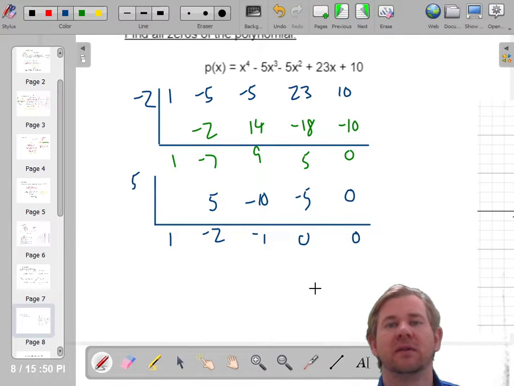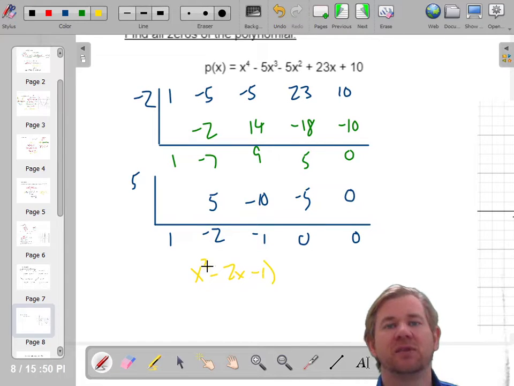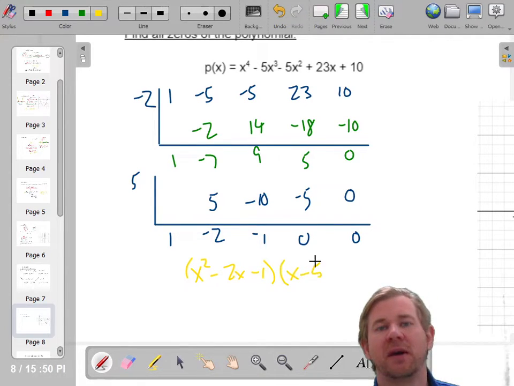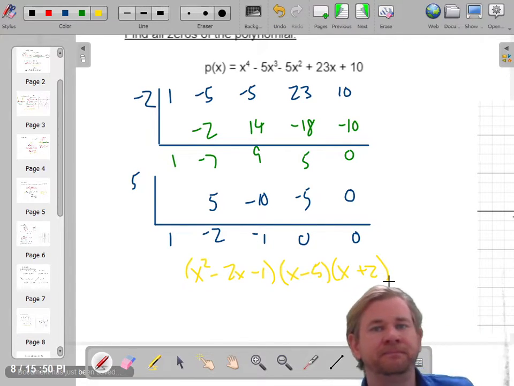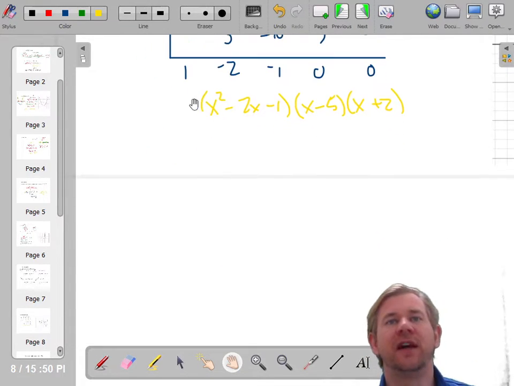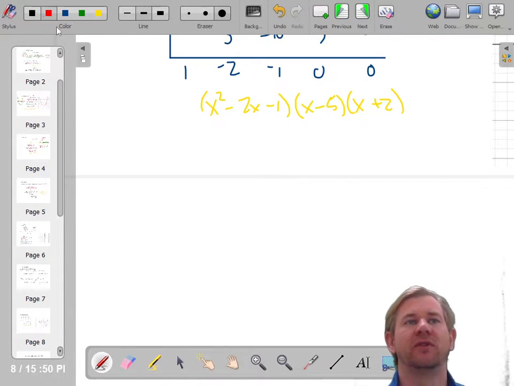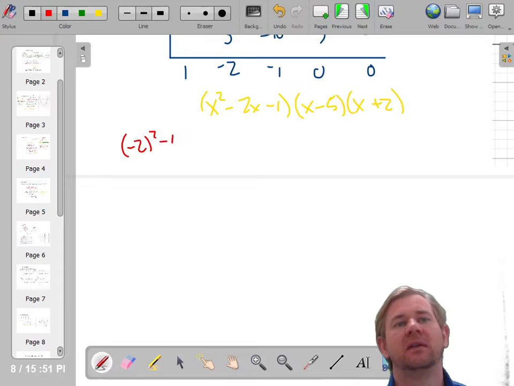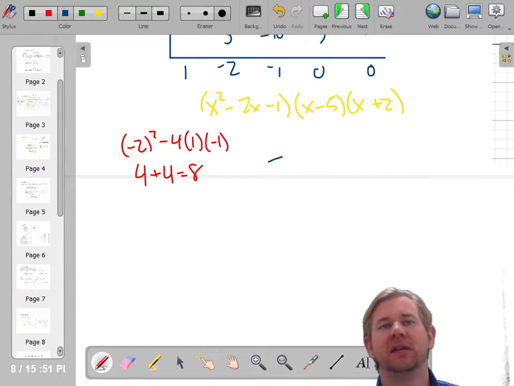Okay, good. 0. So I have x squared minus 2x minus 1. I factored out an x minus 5 and an x plus 2 using synthetic division. To find the zeros for this, nothing multiplies to -1 and adds to -2, so I have to do the quadratic formula. So 4 plus 4 is 8. So when I do the quadratic formula, the opposite of b, 2 plus or minus radical 8 over 2a.